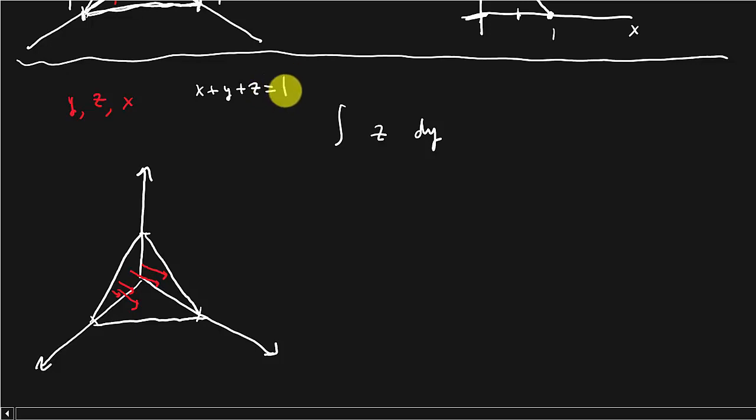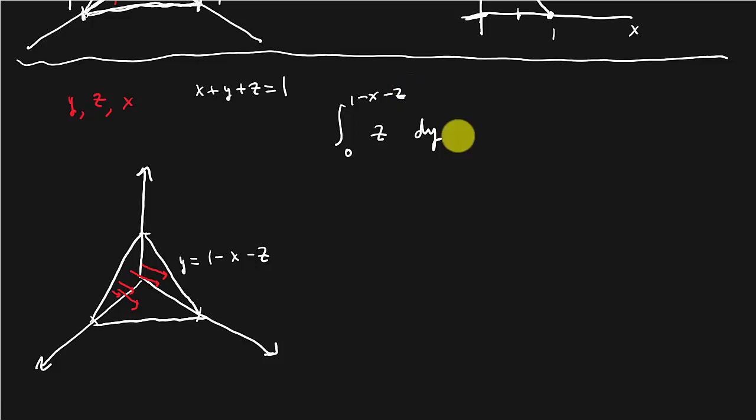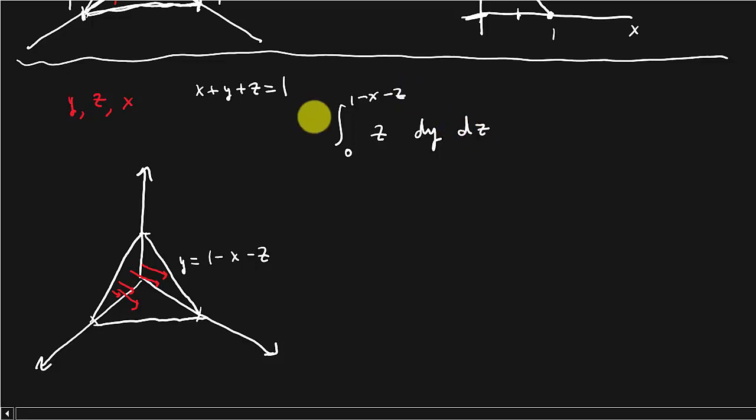So what do we need to do? We're going along the y-axis, so we need to solve this thing for y. So this is y equals 1 minus x minus z. So we're going from y equals 0 to y equals some point on this plane here. So that's going to be to 1 minus x minus z. 1 minus x minus z. All right. And then we're going with respect to z, so dz.